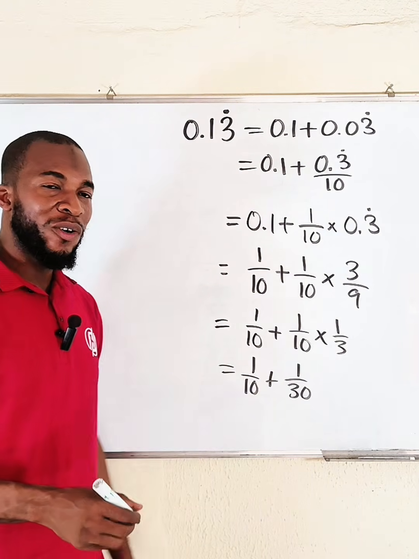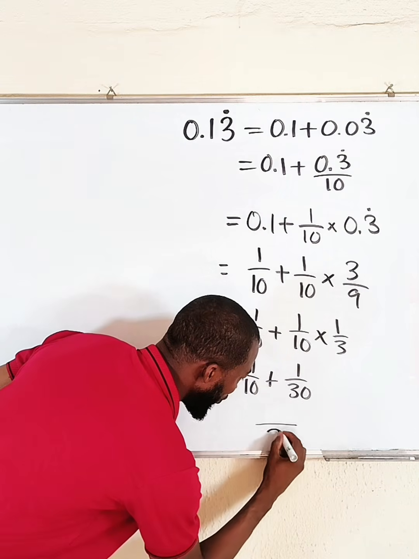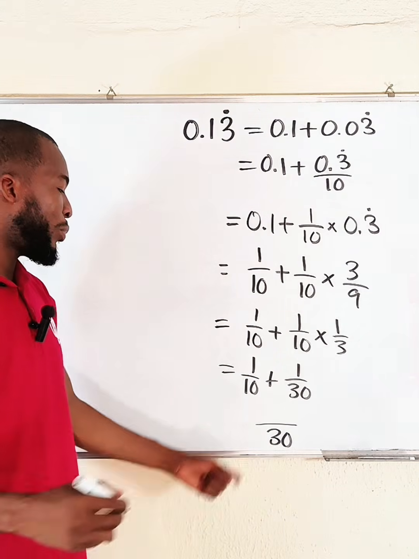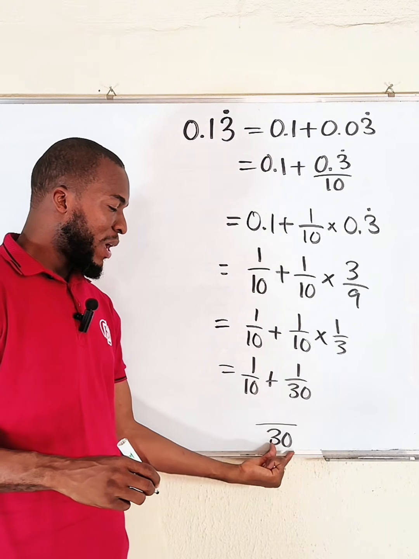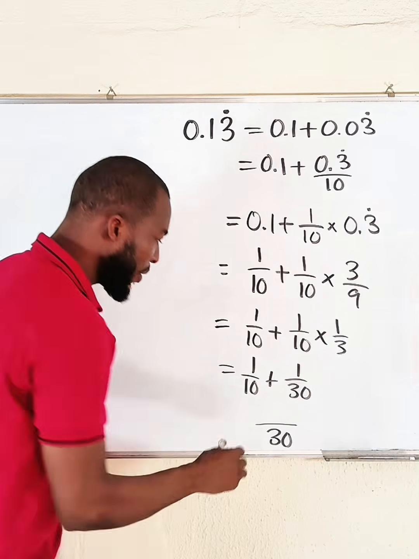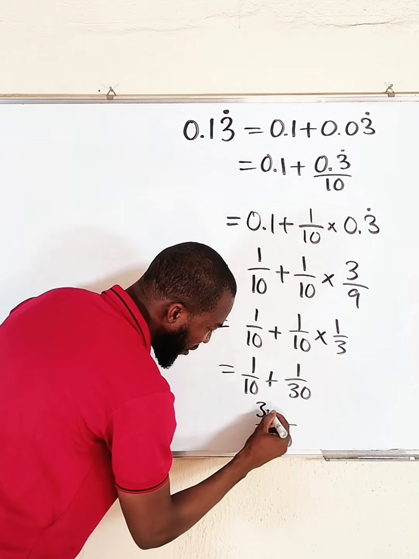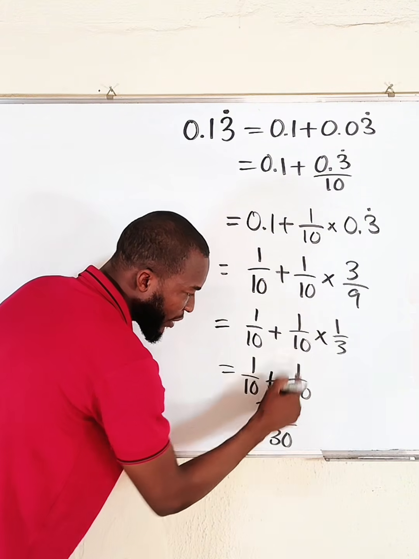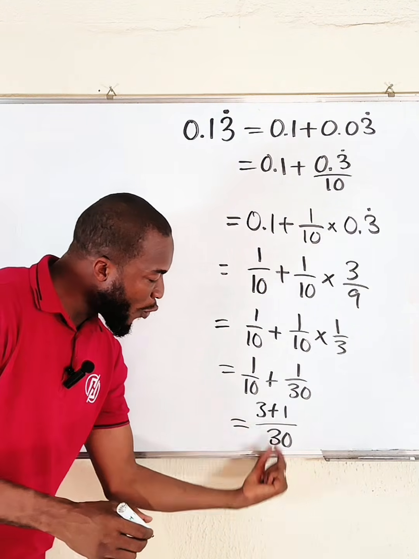So what is the LCM of 10 and 30? It's 30, right? So the denominator will be 30. The top, this can go here 3 times. This can go here how many times? 1 time. So that 1, you multiply by 1, you have what? Okay, 10 into 30 is 3. 3 times 1 is 3. 30 into 30 is 1 times 1 is 1. So you see, finally we have 4/30.